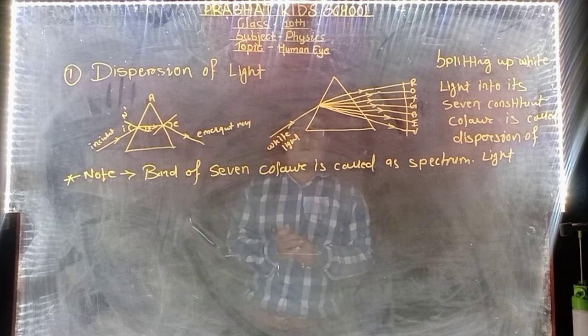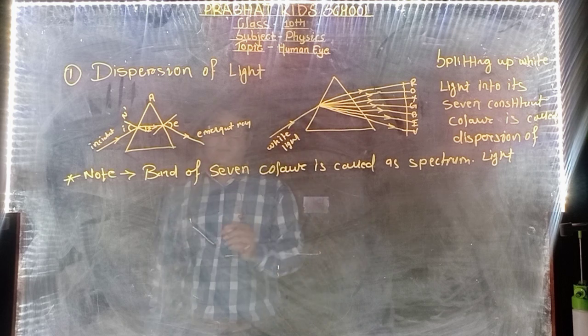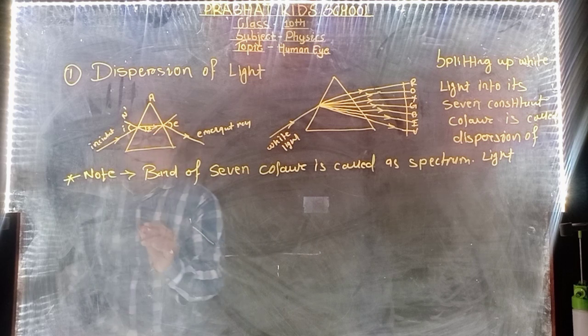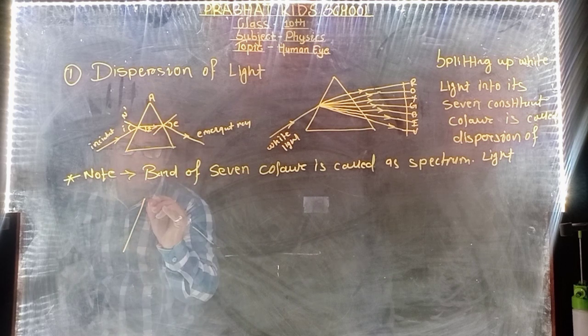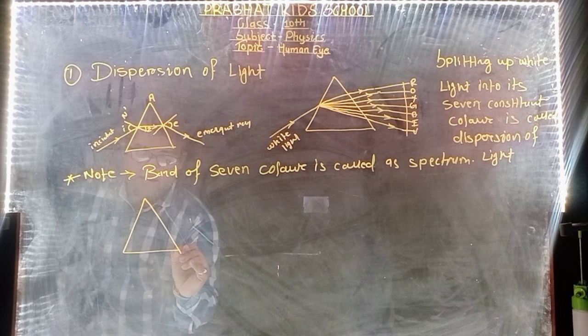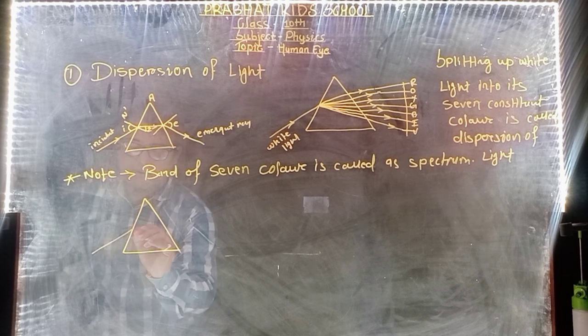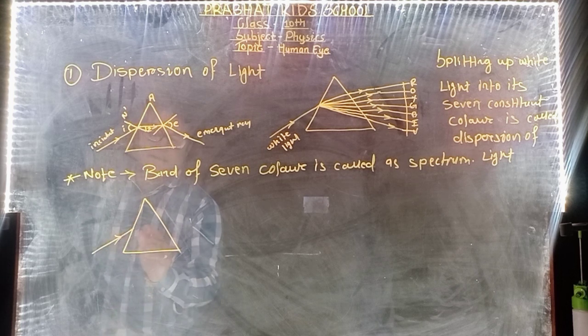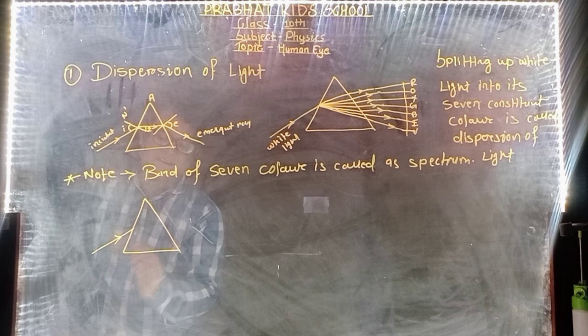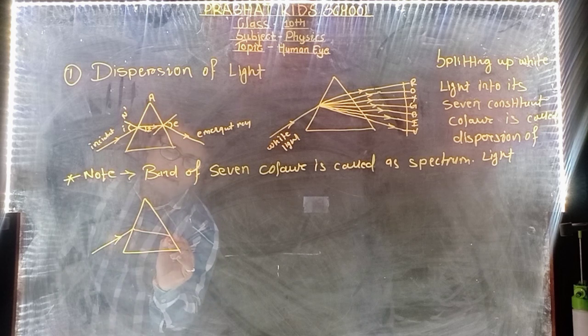Even Isaac Newton did a beautiful experiment. What did he do? He took a prism and made white light incident on the prism. So what happened? Again this white light disperses into its seven constituent colors like this.